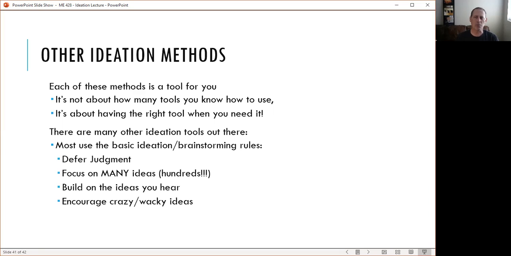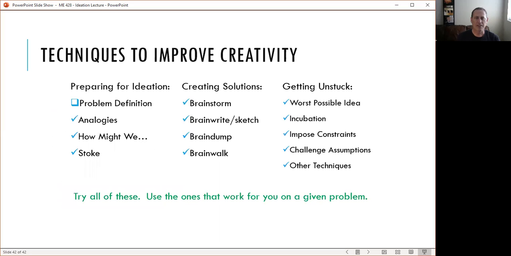There is no right rule about which one works, but I want to remind you that whatever you try, please remember those 4 basic ideation brainstorming rules: deferring judgment while you're ideating, focusing on quantity, building on the ideas, and encouraging the wacky or crazy ideas. Those are the key things that will help you be more creative. Okay, so try them out. Use the ones that work on a given problem. It's not a hard and fast rule, but it's about getting these tools in your toolbox. I hope that you find these helpful as you move into your design challenges.